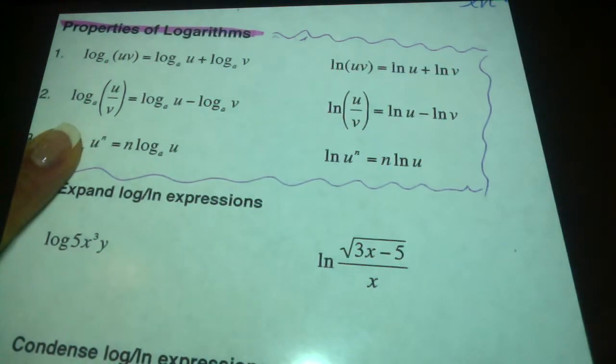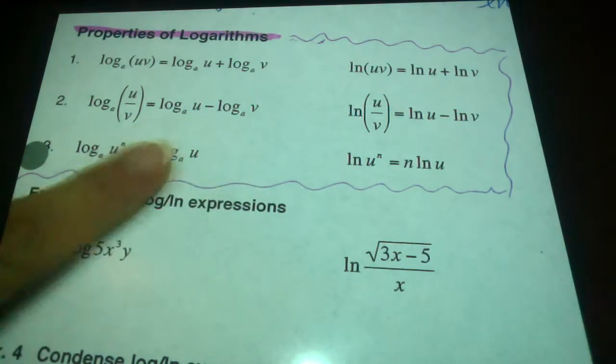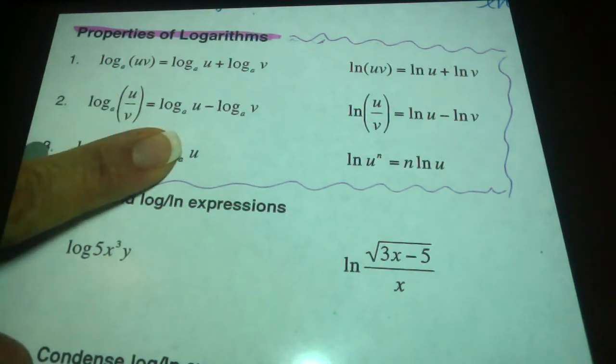So look at this one. We have division, something divided by something. So then we're going to subtract in two separate logs. This does matter what order you subtract in. So whatever is up top has to come first in the subtraction.